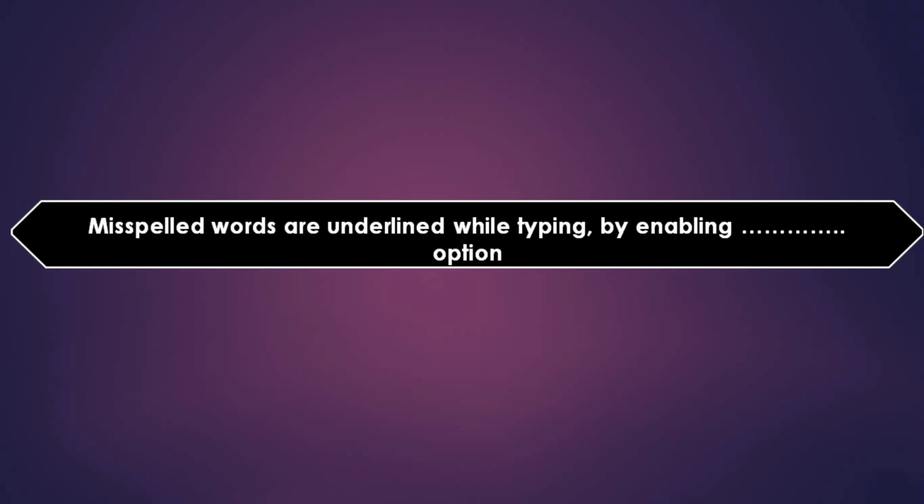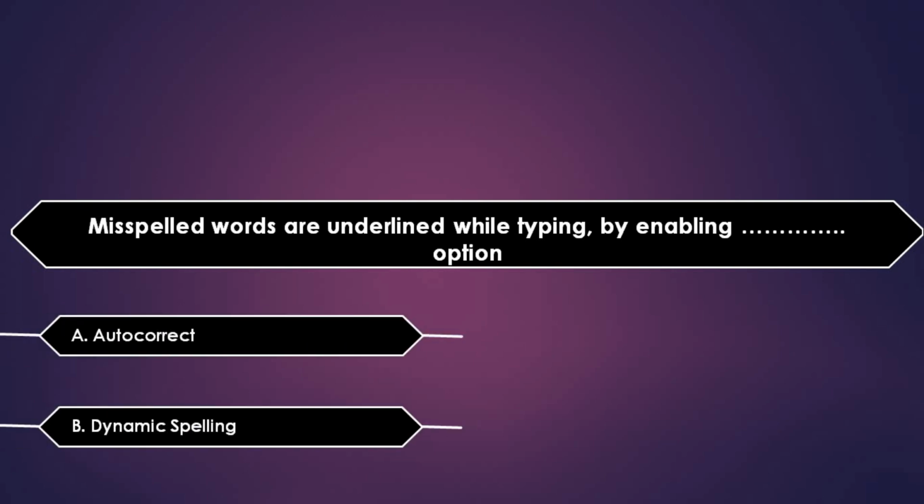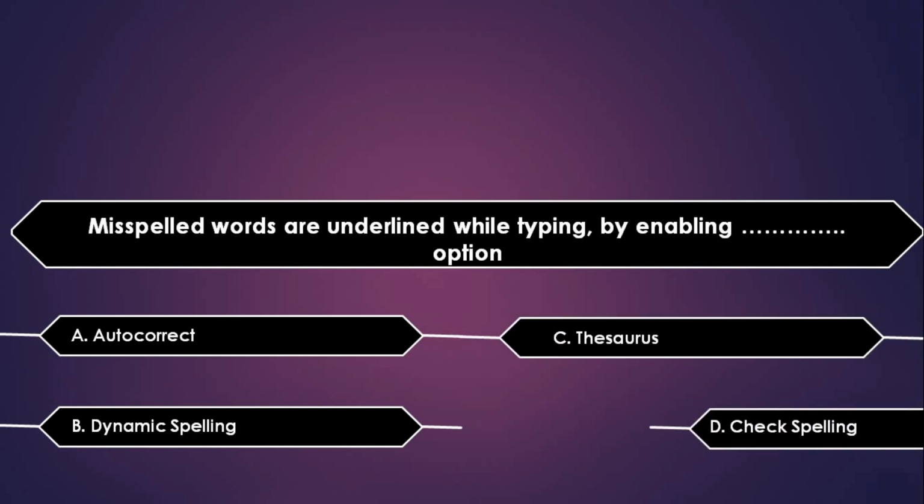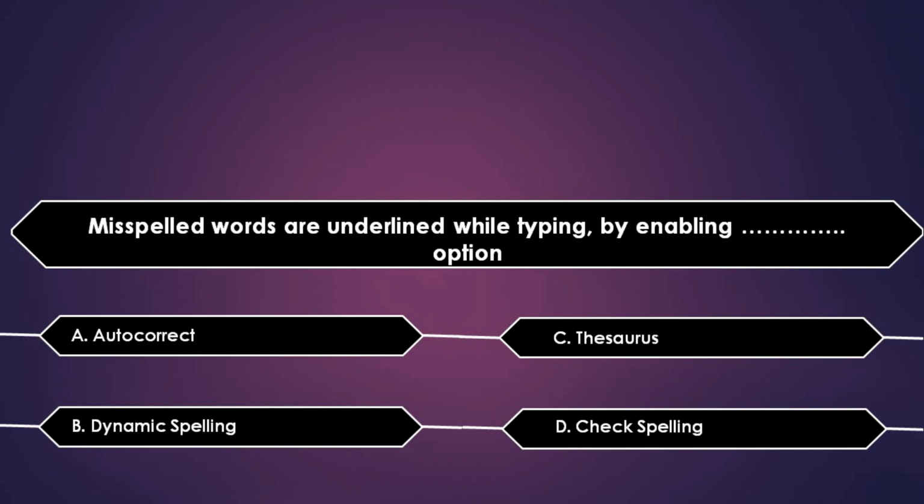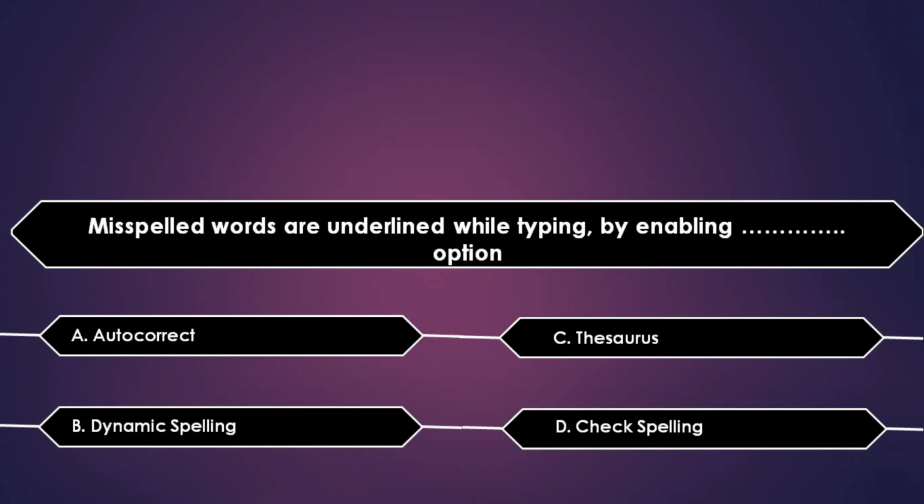Misspelled words are underlined while typing by enabling dash option. A. Autocorrect. B. Dynamic spelling. C. Thesaurus. D. Check spelling. The right answer is dynamic spelling. Misspelled words are underlined while typing by enabling dynamic spelling option.